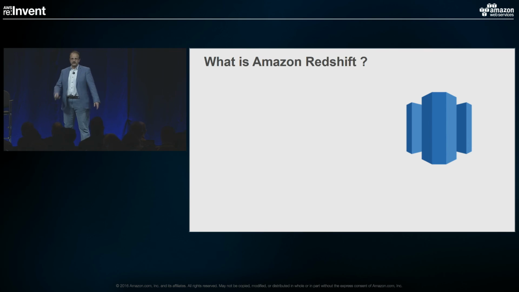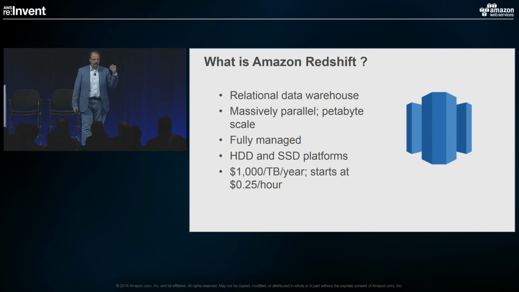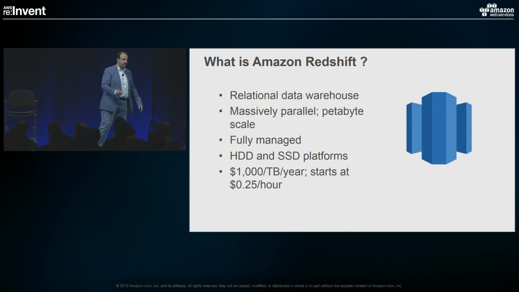Now, what is Redshift? Amazon Redshift is a relational data warehouse, a massively parallel, petabyte-scale, fully managed database, and you have different platforms to choose from. It's pretty much $1,000 per terabyte per year, or you can start playing with it at 25 cents per hour. So that's Redshift for you.